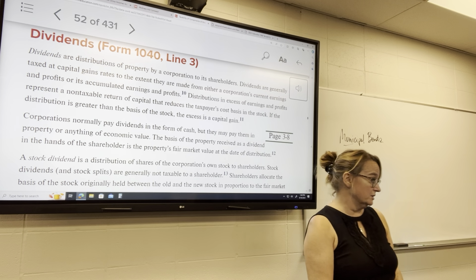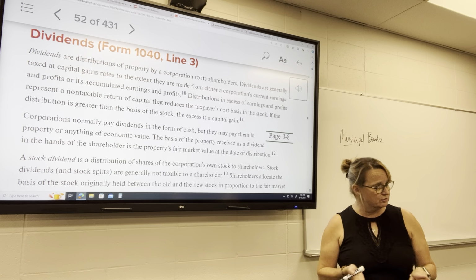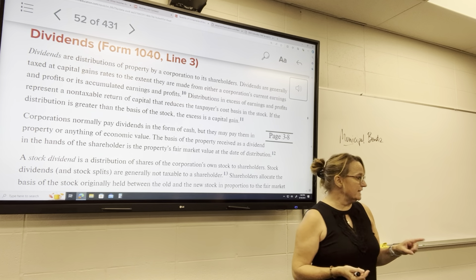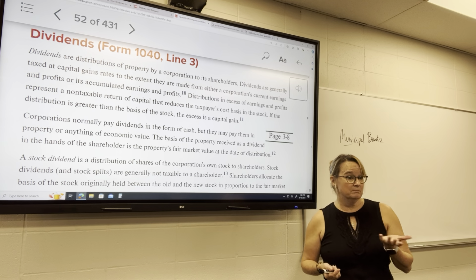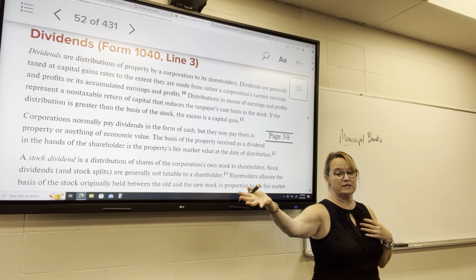Dividends are a different story. And this is where the double taxation comes in. If you've ever heard of that term, double taxation, with dividends there is income, but there's no offsetting deduction on the other side. The corporations don't get a deduction for that.